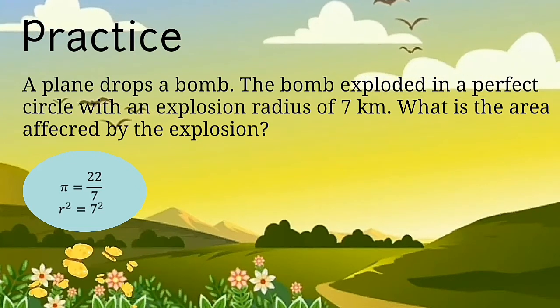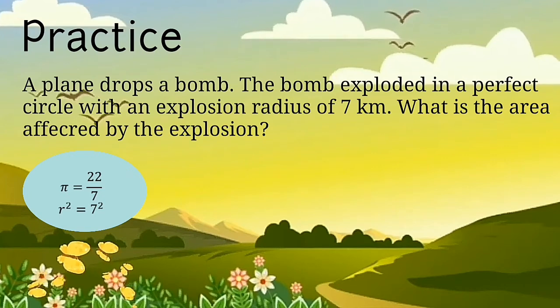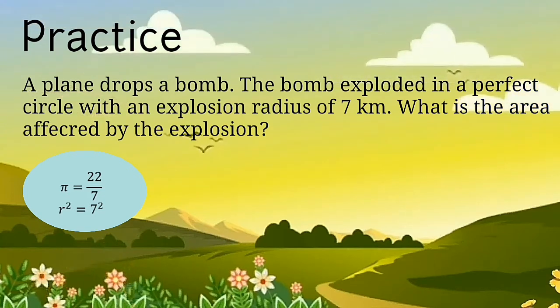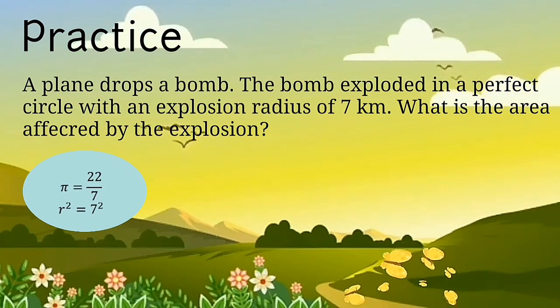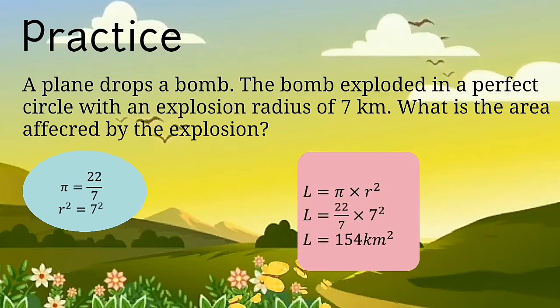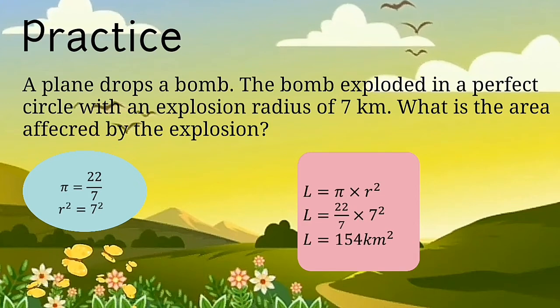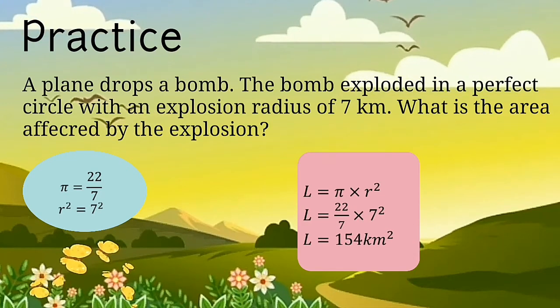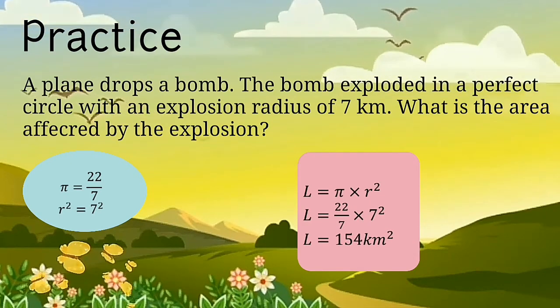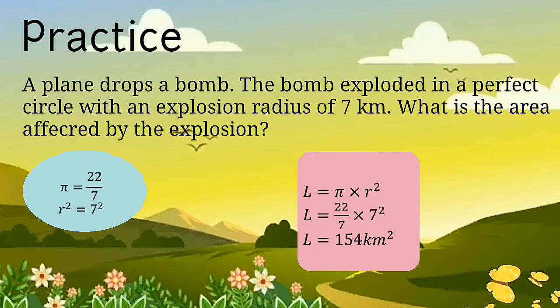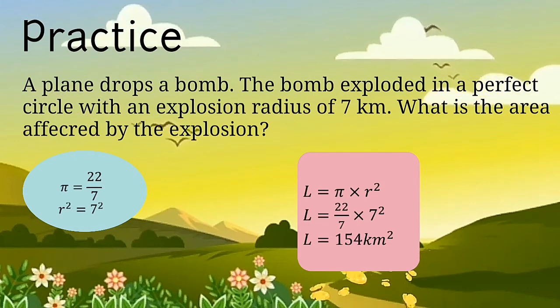Completion, substitute it into the circle formula as in the example. L equals 22/7 times 7 kilometers squared. Then the resulting area of the circle is L equals 154 kilometers squared.